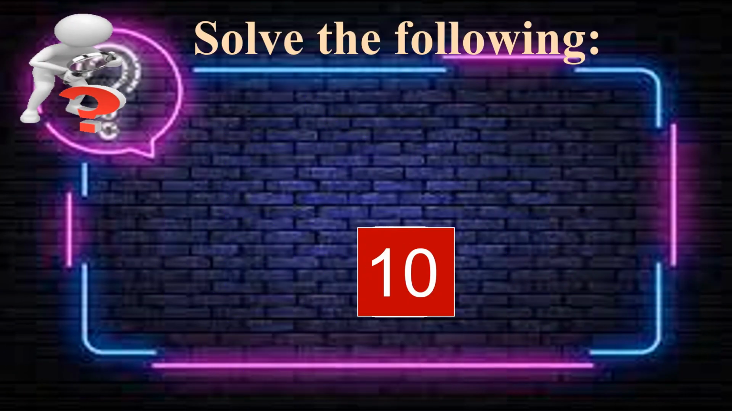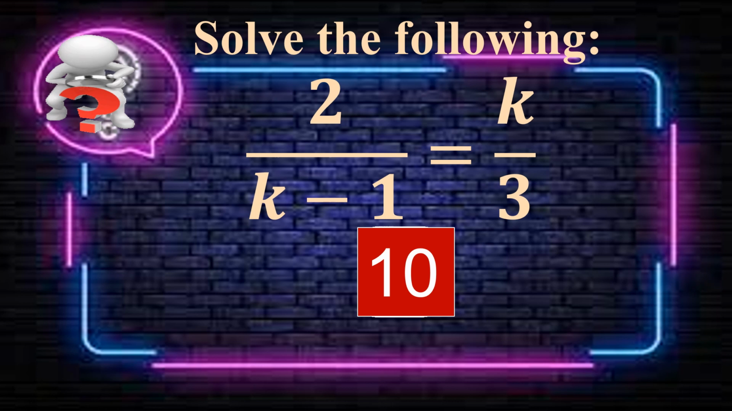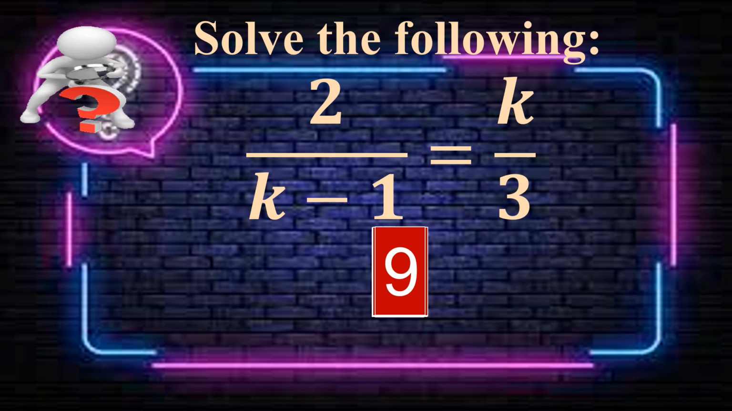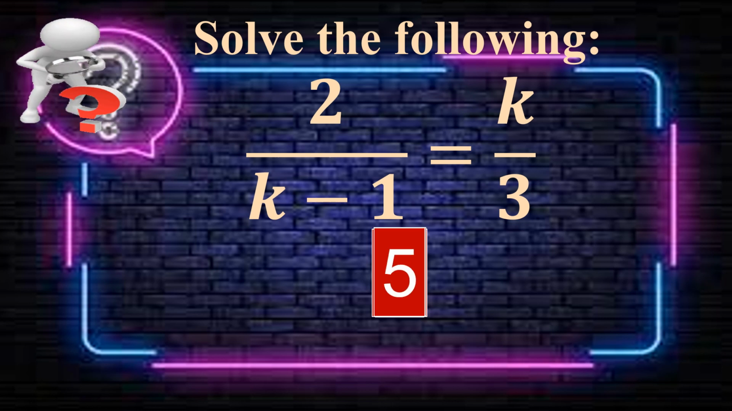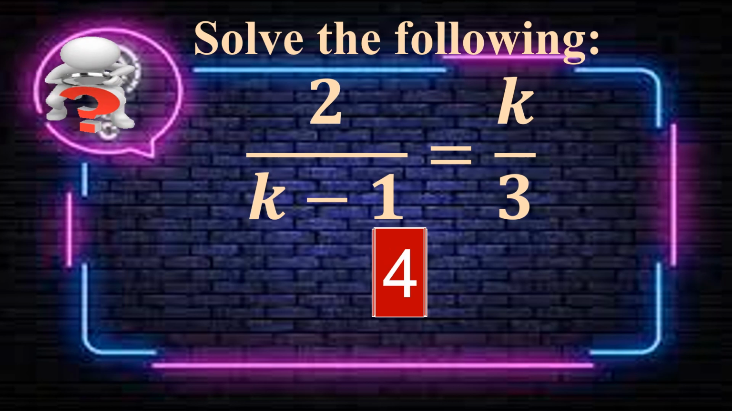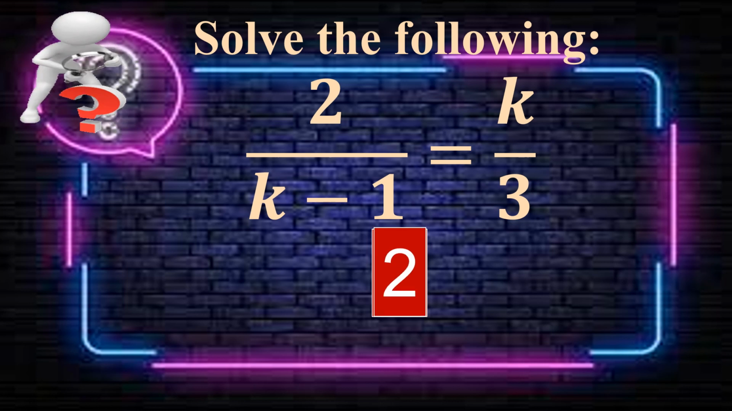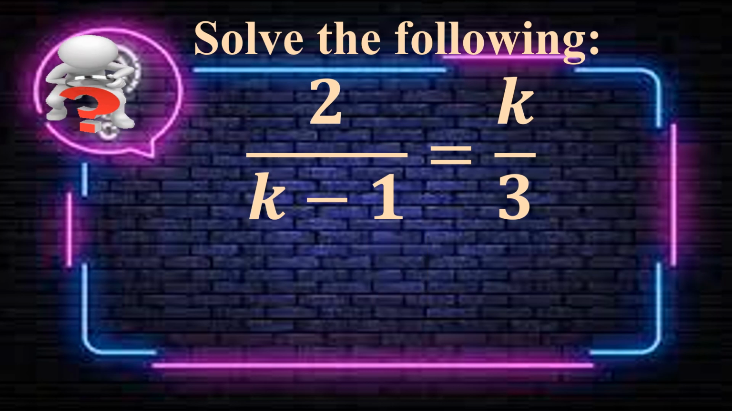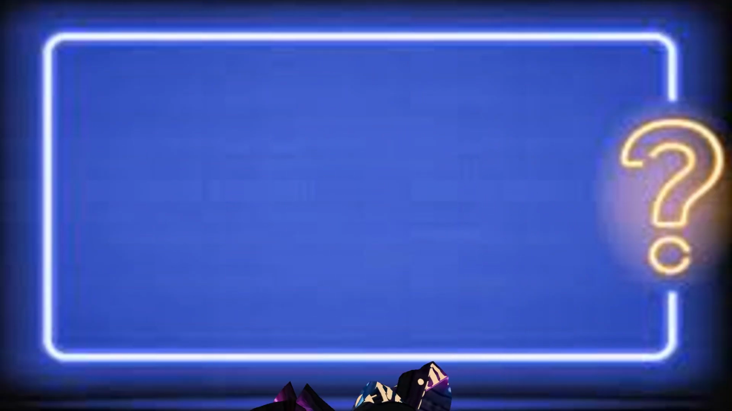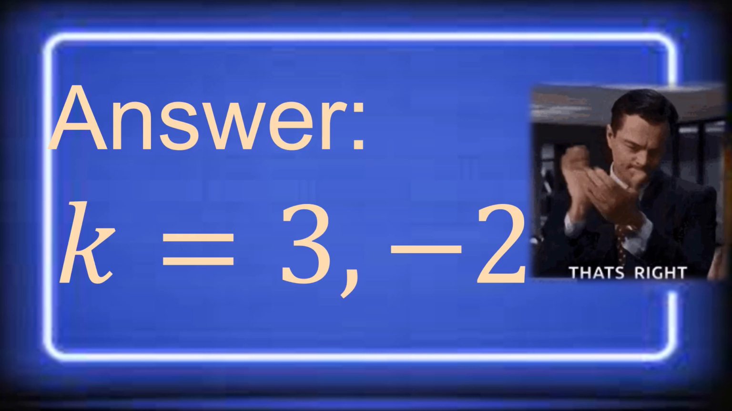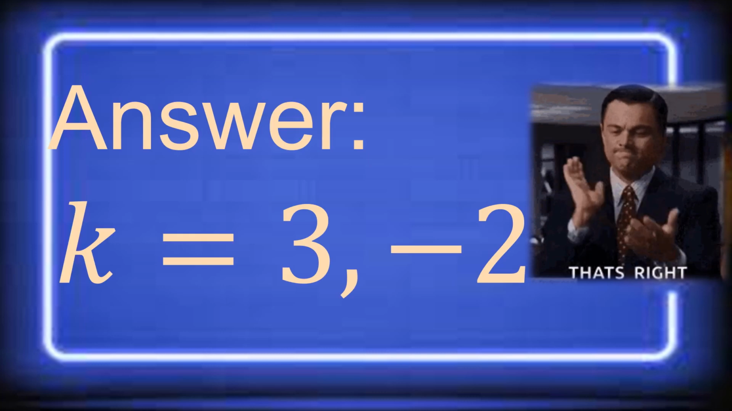Now let us have a short quiz. Solve the following in 10 seconds. Timer starts now. Okay, time is up. That's right. The answer is k is equal to 3 and negative 2.